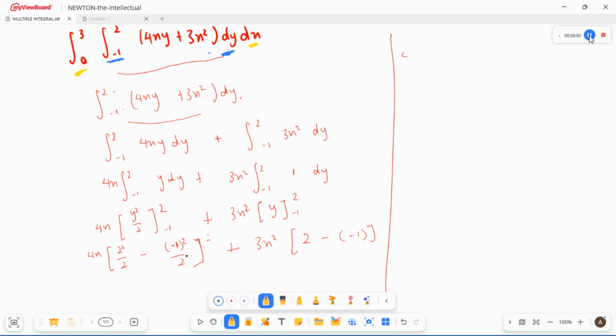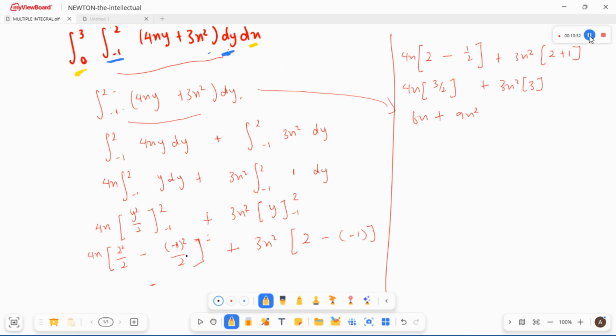So now we're going to have 4x. 2 raised to the power 2 is 4, over 2, which gives us 2. Then minus 1 squared, which is 1, so that gives us 1 over 2. Then plus 3x squared, times 2 plus 1. So here we have 4x times (2 minus 1 over 2), which gives us 3 over 2, plus 3x squared multiplied by 3. So here we're going to have 6x plus 9x squared. So this expression is equal to this.